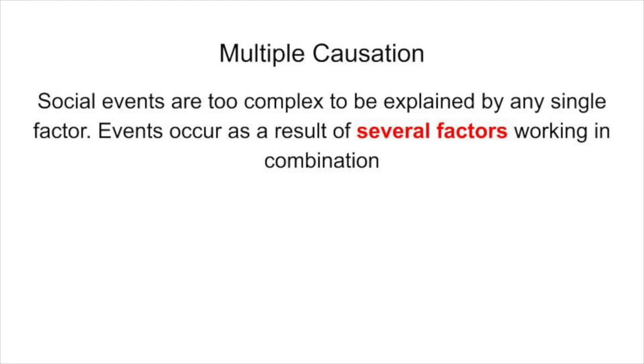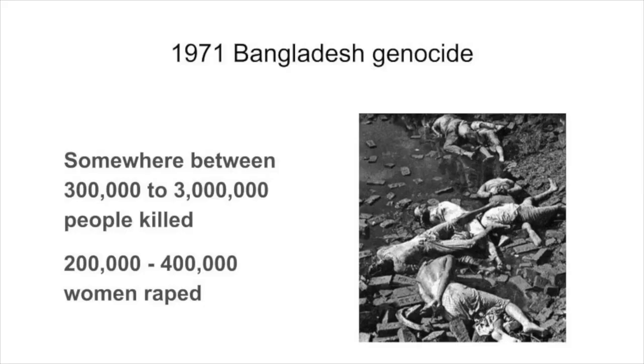There is also this, especially in sociology, this idea of multiple causation, where because social events are so complex, several factors working in combination may cause them. And to give you an example of that, I want to talk to you a little bit about the multifactorial nature of things. This is multiple causation. I'm going to give you a historical example. We're going to talk about the genocide in Bangladesh in 1971.